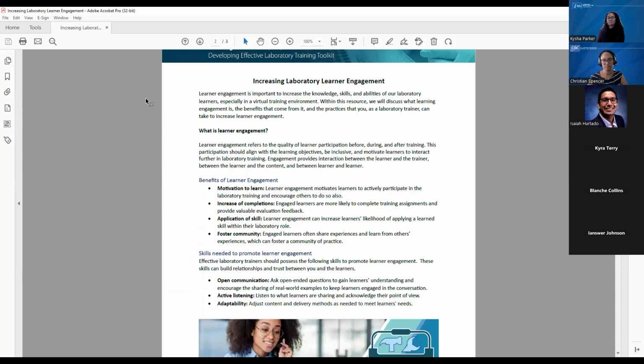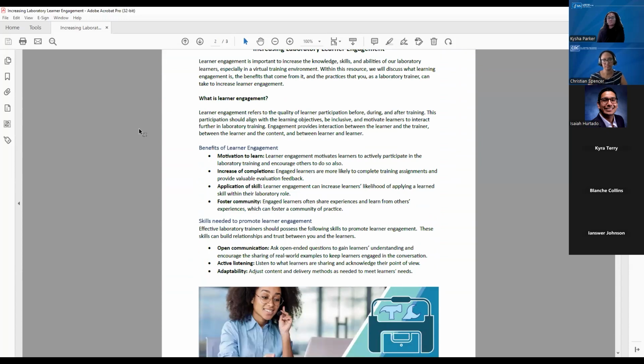So of course, we talked about what learner engagement is. We talked about the benefits of learner engagement. And then, for our objectives, one of the objectives was about skills needed to promote learner engagement. And you will see these three skills that we provided, along with a description of what each of those means and what that would look like for your audience members.